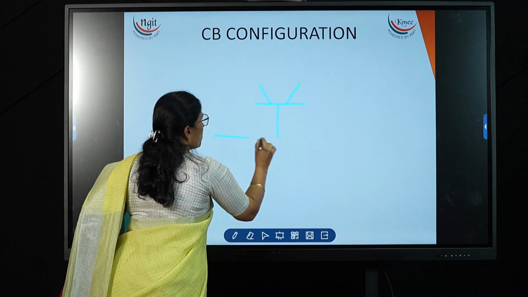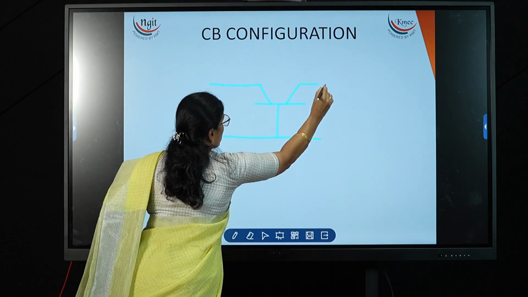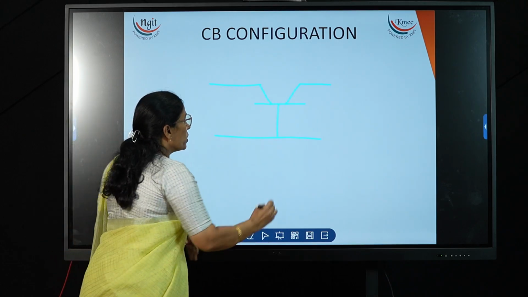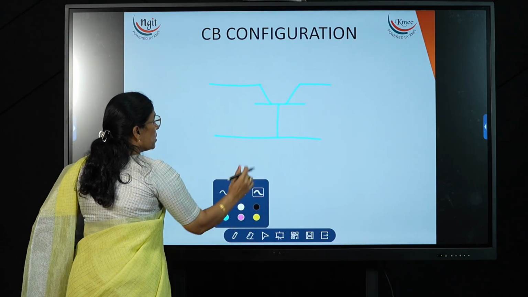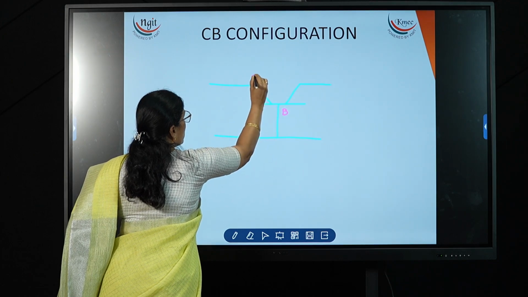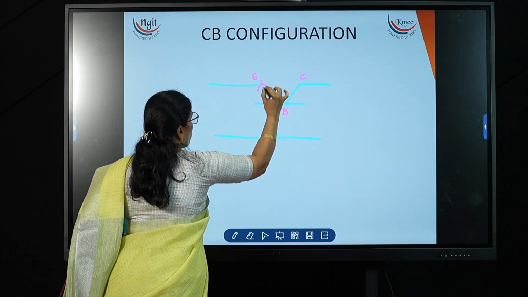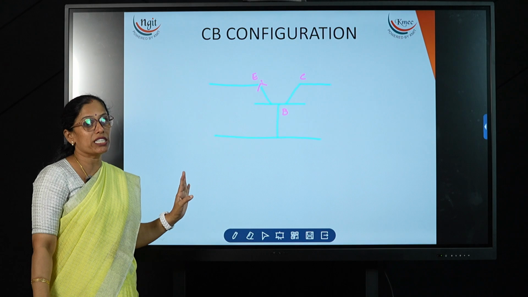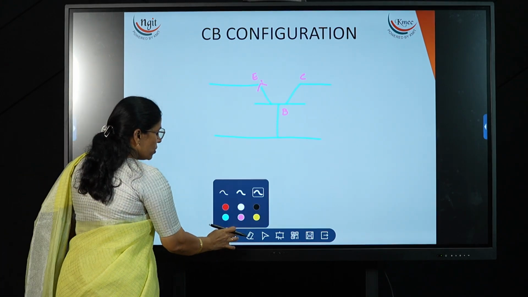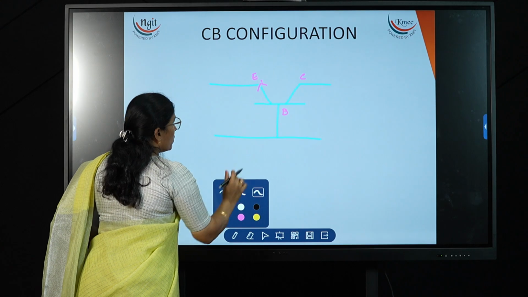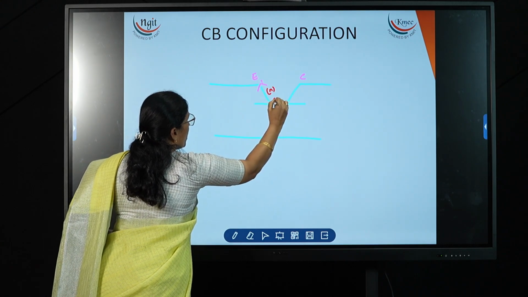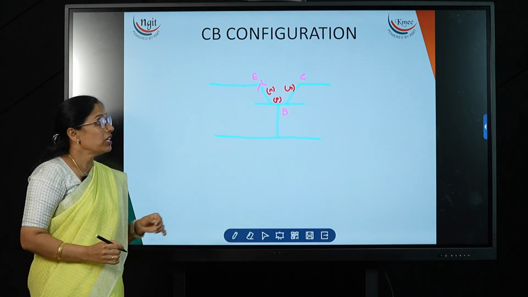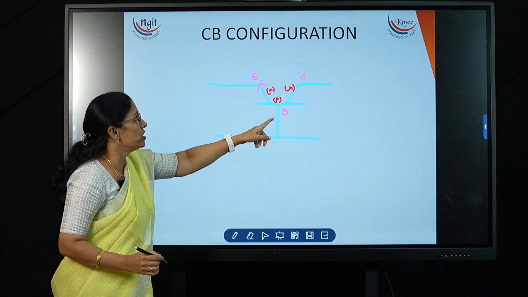Now this is the transistor symbol, and the name common base means what? Base is a common terminal for both input and output. Now this is the base, and the emitter and collector. We have to take the arrow mark at the emitter, and the arrow mark is outside. Outside means this is an NPN transistor.